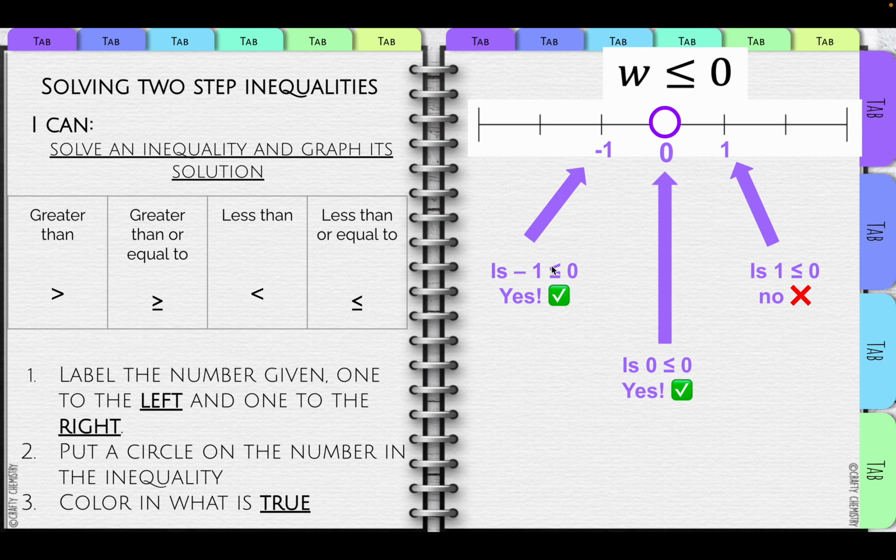And then is -1 less than or equal to 0? Yes, -1 is less than 0. So I draw my arrow this way to show that those are all the numbers that are going to be less than 0. And I color in that dot to show that this is the number that is equal to 0.